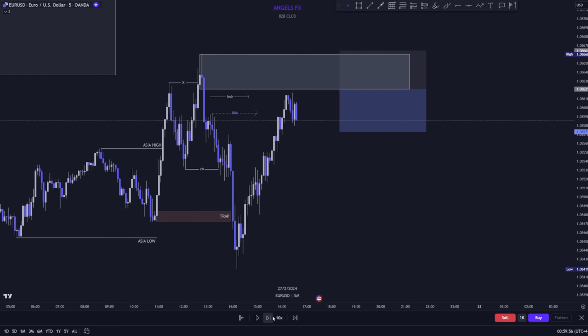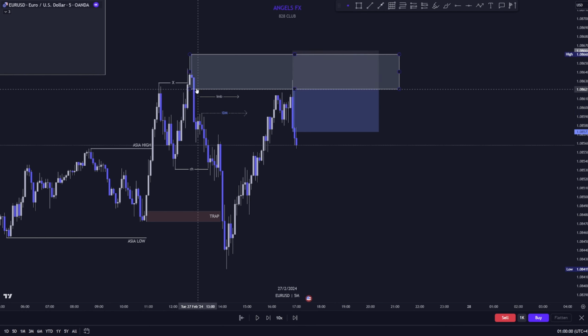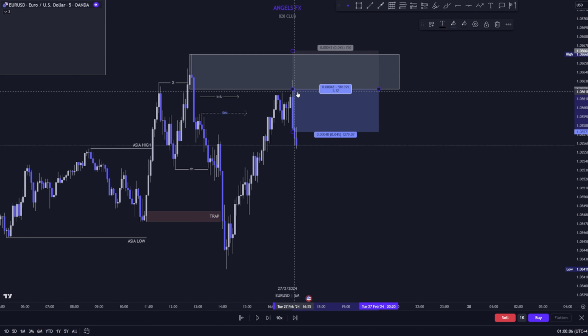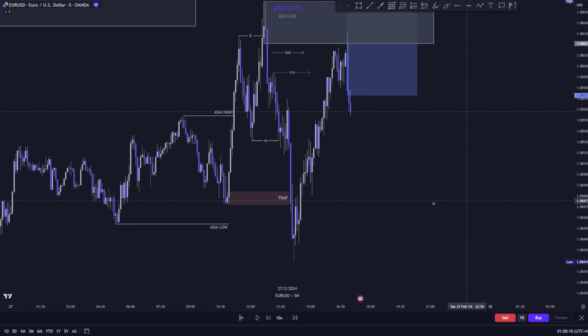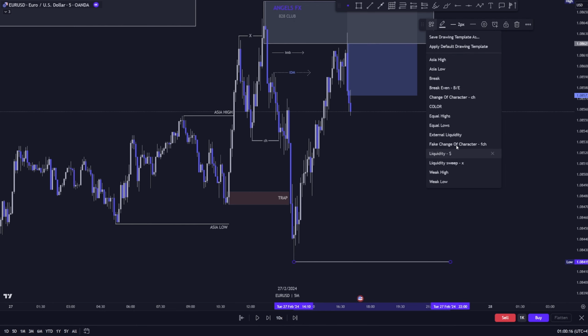Let's wait. Boom. Okay, beautiful, guys. You could also refine this candle to body closure. It depends on you, but I mark the whole candle. So you would enter from here. And where is our liquidity? As you can see, Asia low is swept, but price left this liquidity, external liquidity. So let's mark external liquidity.